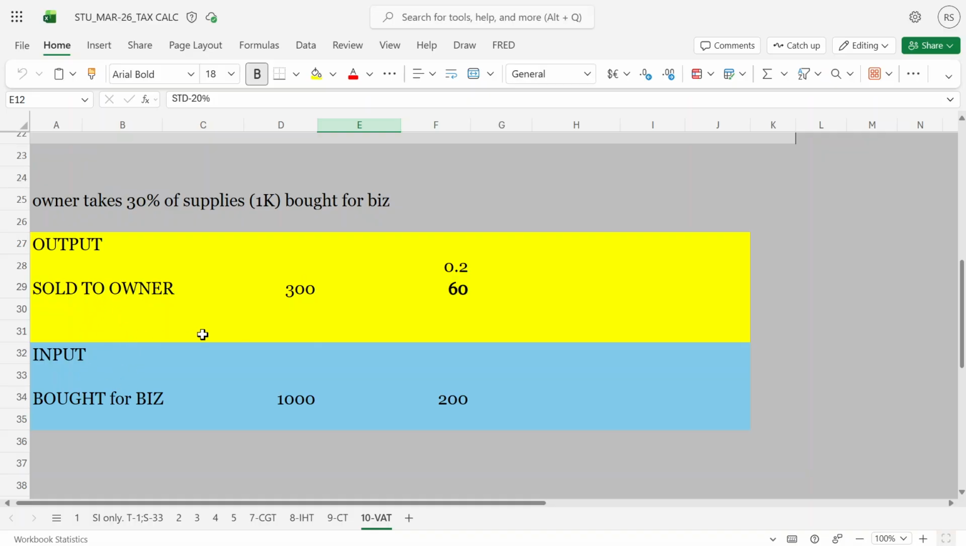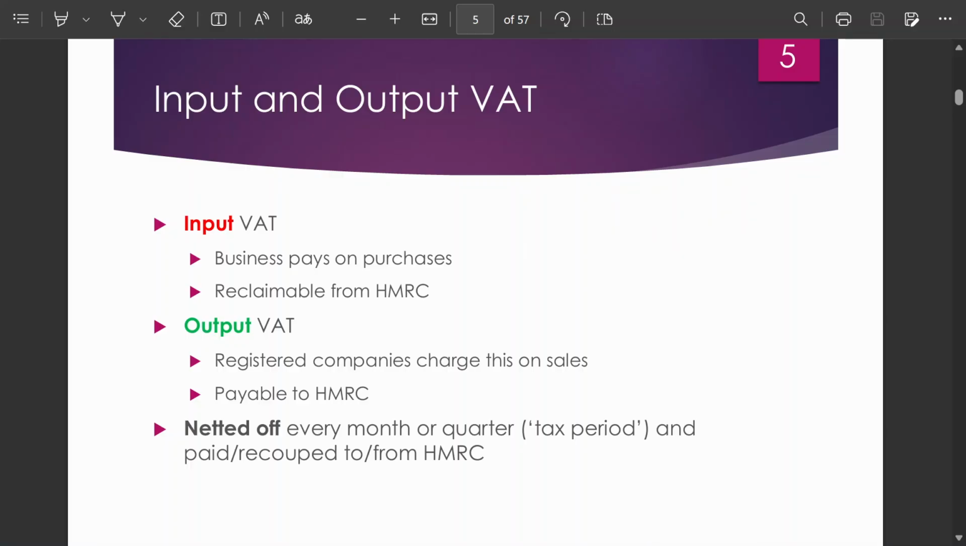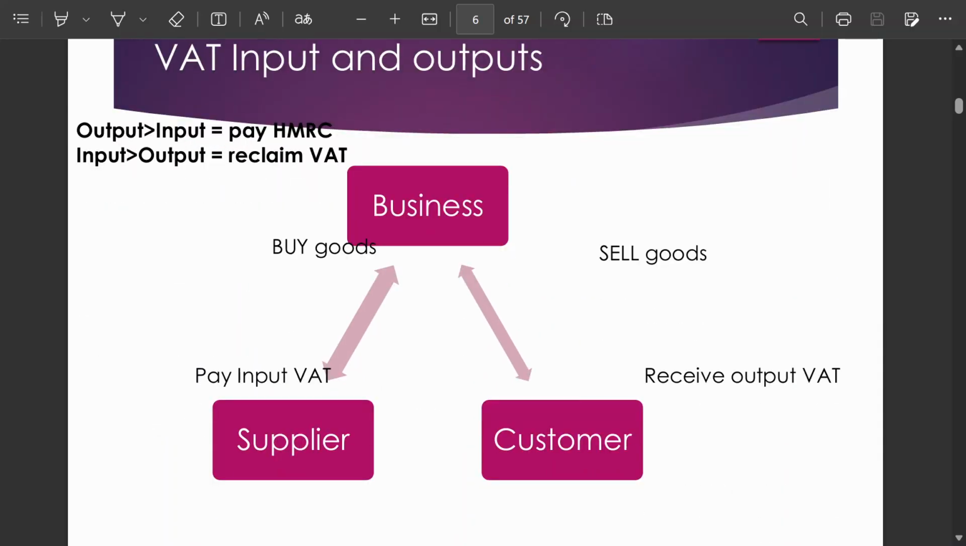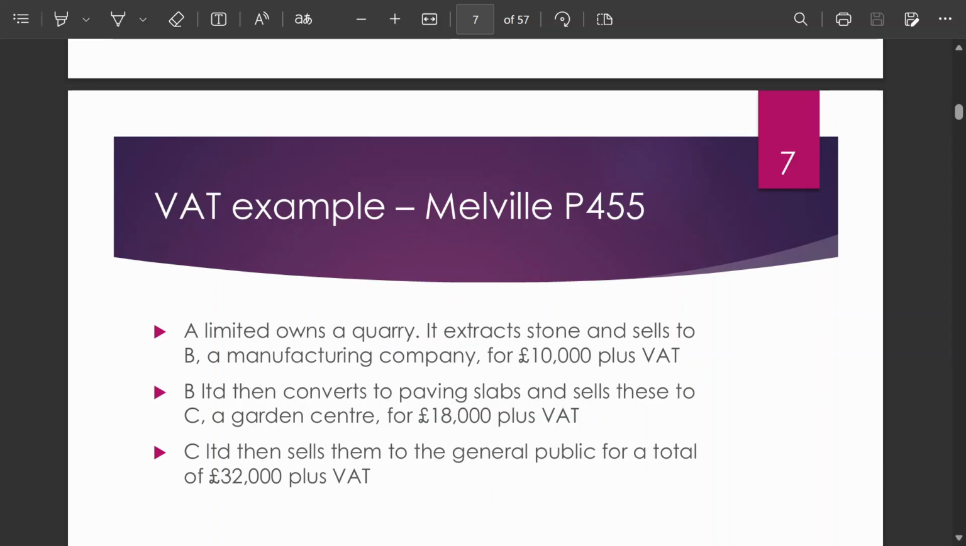Now here I've shown only one item each, but in practice you will have many items. There'll be like 5-6 items in each of the panels, and you have to show all of them, and then you take the total of that. Every quarter, which is a tax period, you net it out here. So you buy goods, you're paying input VAT, but you can claim it later as a credit. And when you sell goods to any consumer, final or intermediate, you receive the output VAT from the consumer.